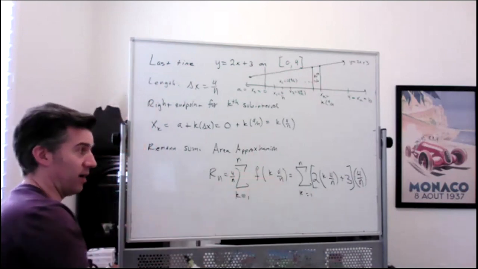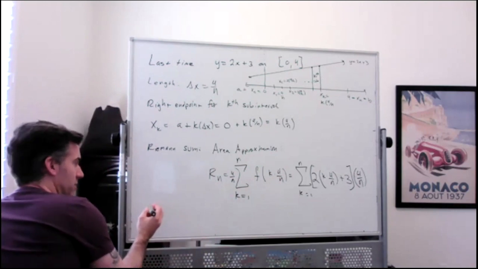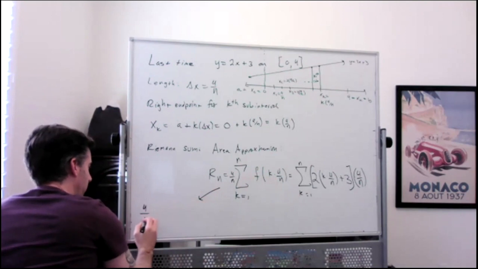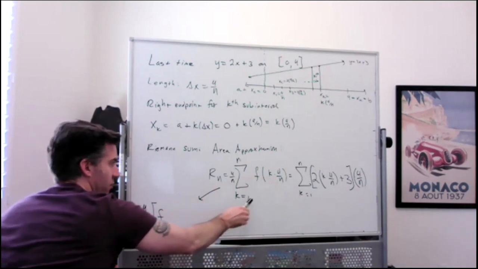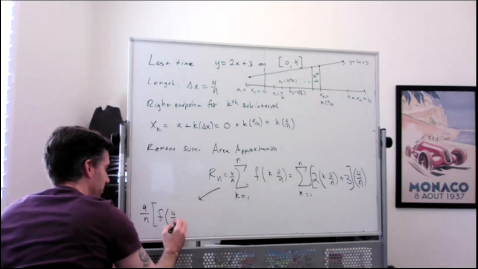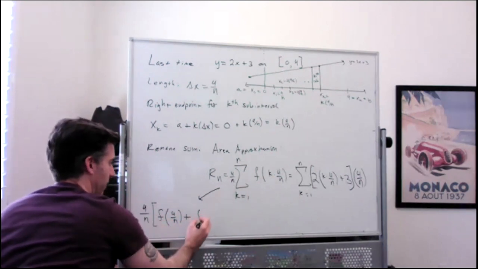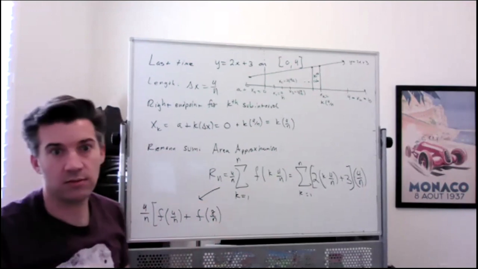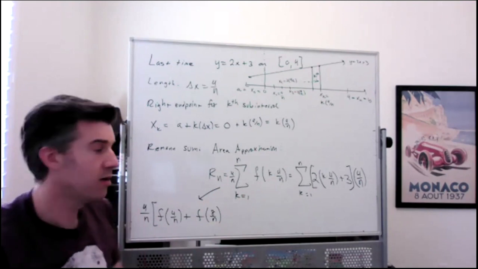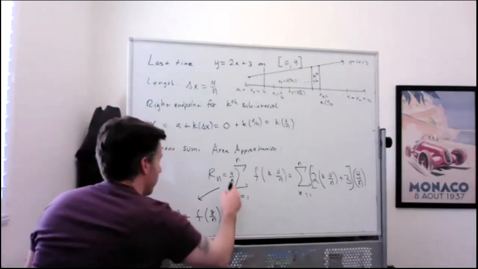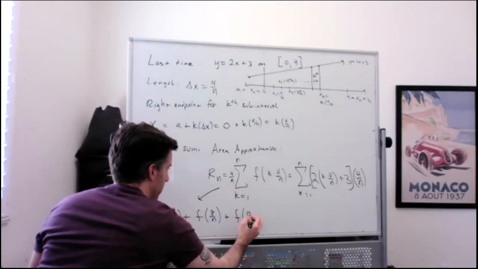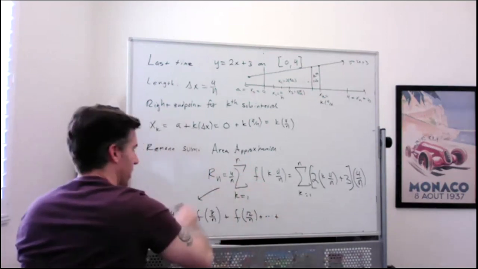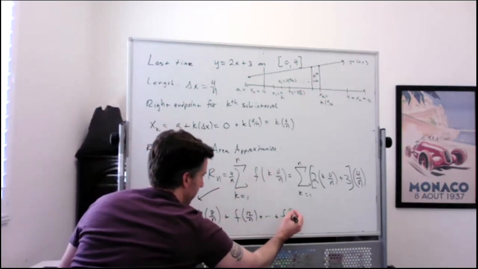So what this means, if I write it all out, is it's going to be 4 over n times f of 1 times 4 over n, plus 4 over n times f of 2 times 4 over n, plus 4 over n times f of 3 times 4 over n, all the way to the very last one, which is when we get to n. So we get 4 over n times f of n times 4 over n, which is just f of 4.